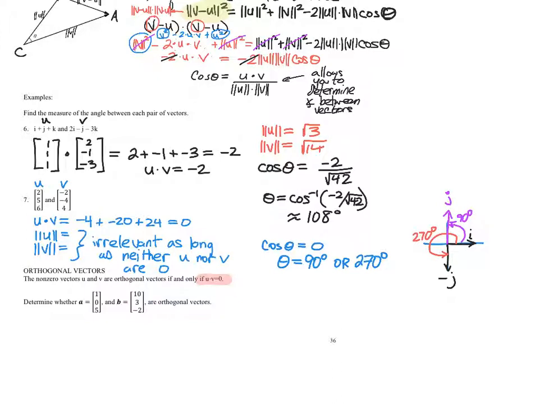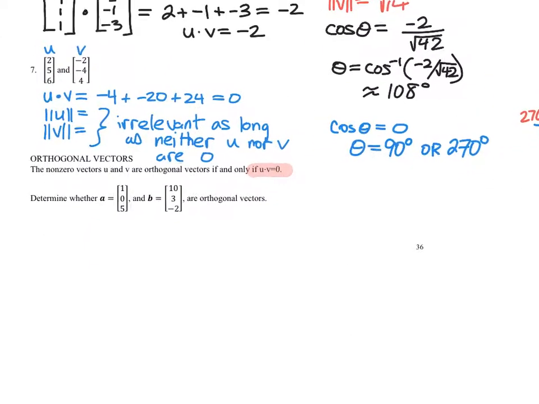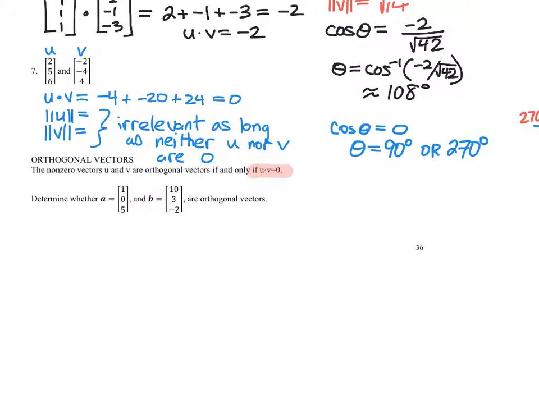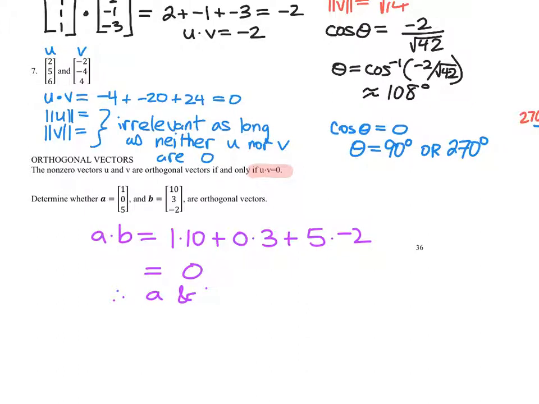So it's just a matter of, in a lot of cases, ignoring everything else. As long as you're not dealing with the 0 vector in any way, shape, or form, all you have to do is dot the two vectors and see what you get. So 1 times 10 plus 0 times 3 plus 5 times negative 2. So do all that work and you get 0. Therefore, A and B are orthogonal.